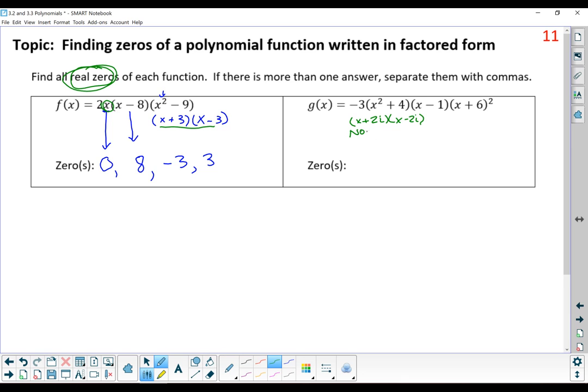So this is not contributing any real zeros for the function. So we don't need to list any associated with x squared plus 4. So if you have an x squared with a constant like x squared minus 9, x squared plus 4.